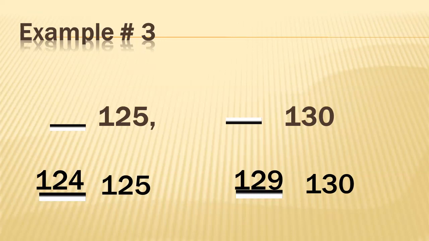We will write first and second number as they are, 1 and 2, and only change the third number, which is 5. So what number comes before 5? Yes, 4. So overall, what number comes before 125? Very good, 124.